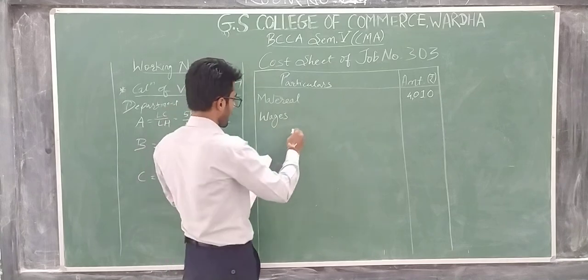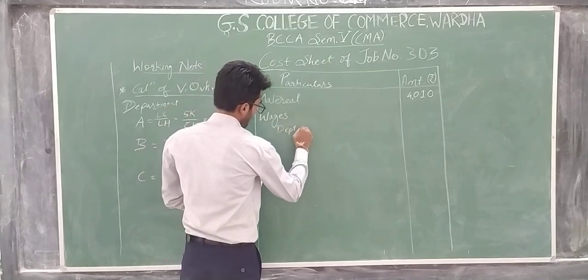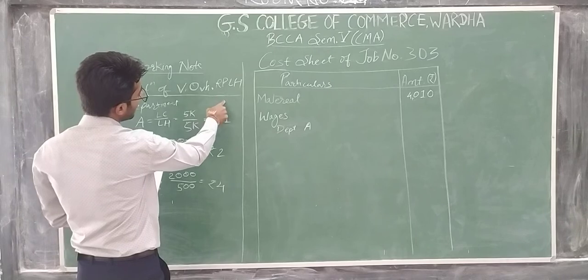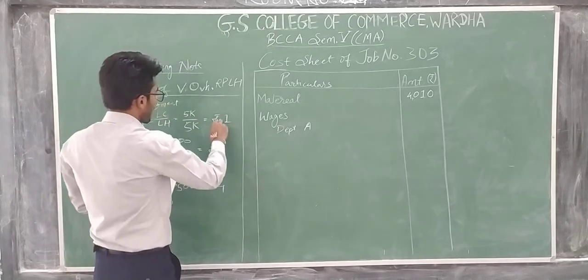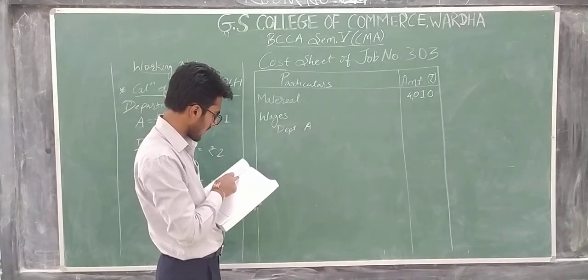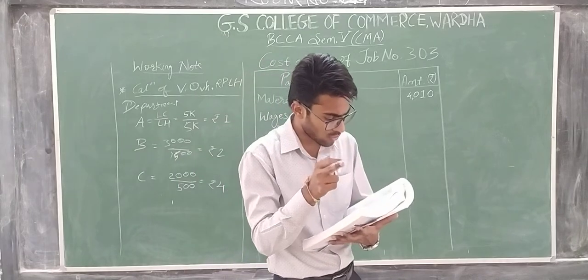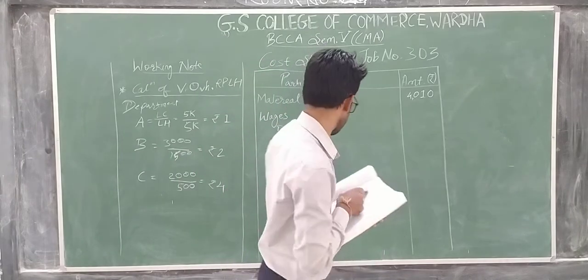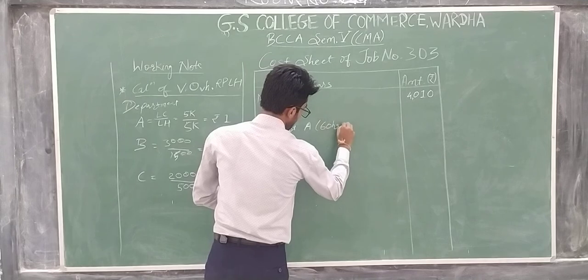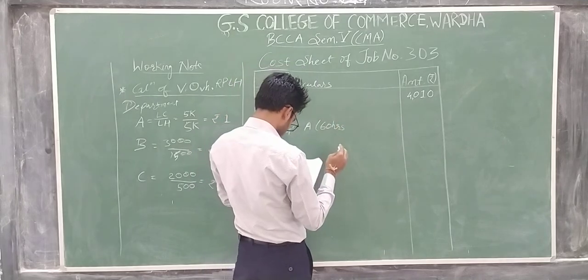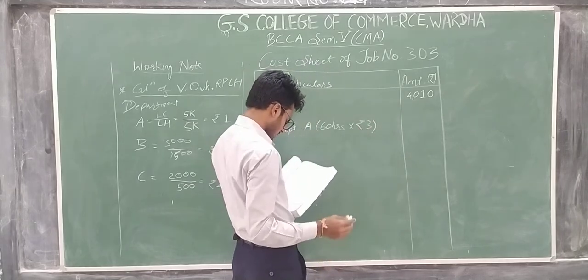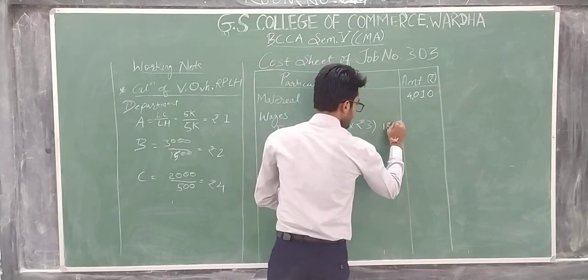Wages are department wise. So department A. This we have calculated as the variable overhead rate per labor hour. Okay, this is the rate per labor hour. Now we have to calculate wages. So how can we calculate that? We have the fourth line over there. Department A is 60 hours, 60 hours for rupees 3. So the labor cost for department A will become 180.